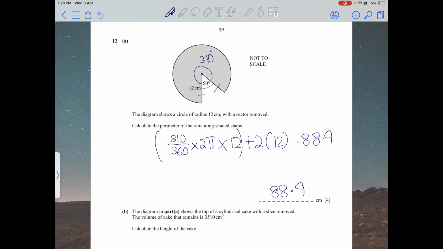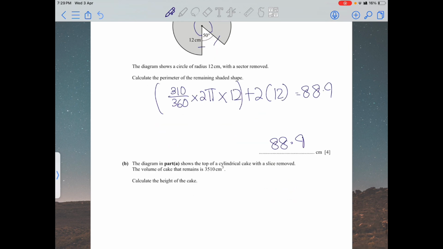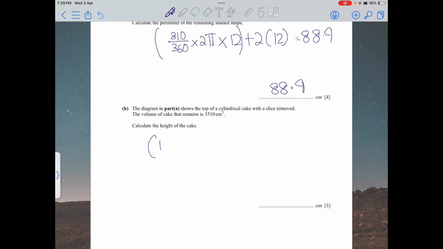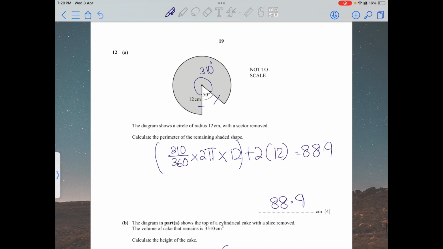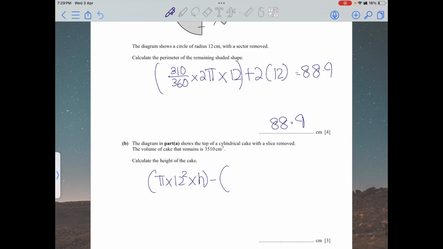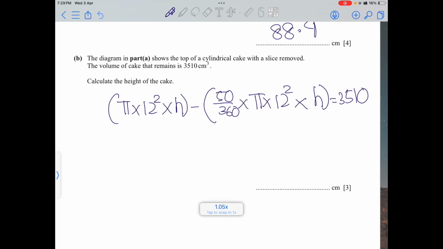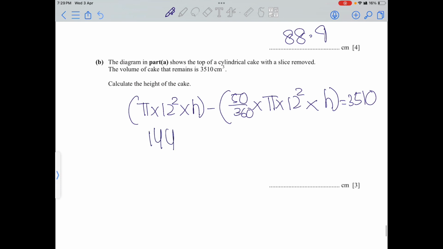It will be pi into 12 squared into the height, because it is the base area into the height. So pi into 12 squared into the height will give you the total volume, minus the volume of the slice. It's basically 50 over 360 into pi into 12 squared into again the height, is equal to 3510. Now we are simply going to solve for h. So 144 pi h minus 50 over 360 into 12 squared, that is 20 pi h, is 3510.